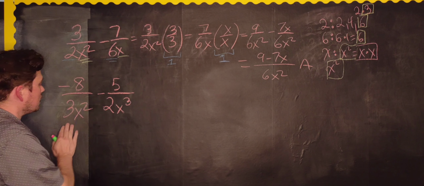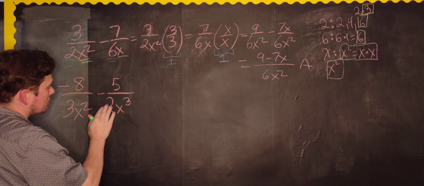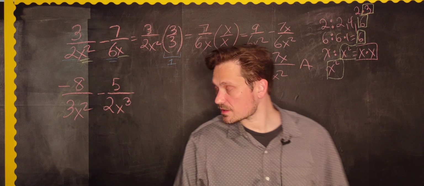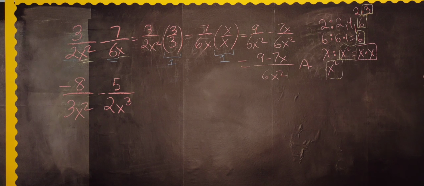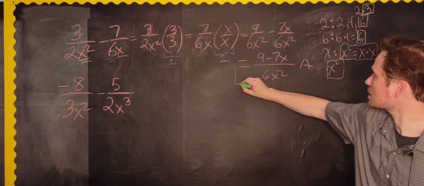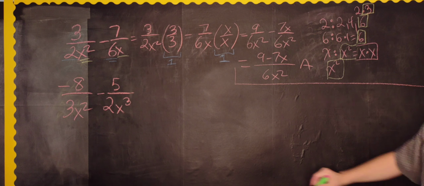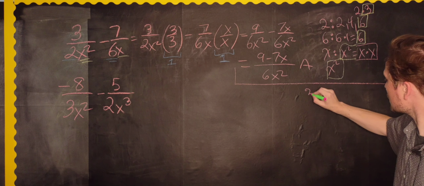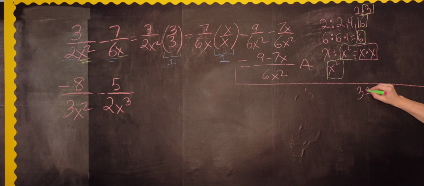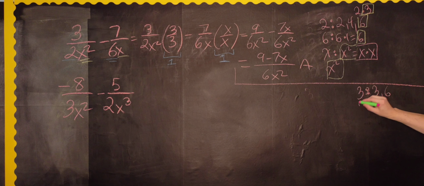Now look at this one: negative 8 over 3x squared minus 5 over 2x cubed. Same principle applies. If you need to, you first get a list of multiples. So take the multiples of 3 and 2. I have to be careful so I don't get confused with the two questions. So this is this question here. So multiples of 3, write those out. 3 times 1 is 3, 3 times 2 is 6. All right, multiples of 2, write those out. So 2 times 1 is 2, 2 times 2 is 4, 2 times 3 is 6, right here.